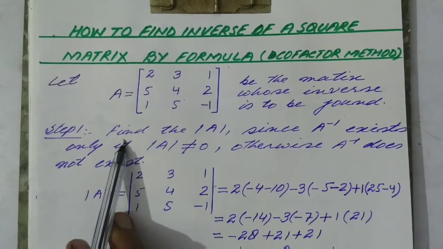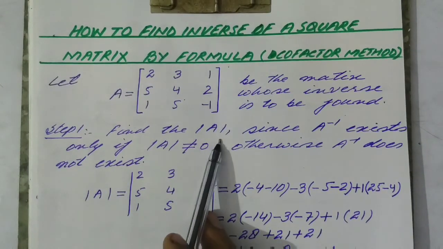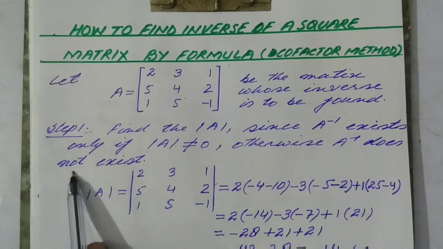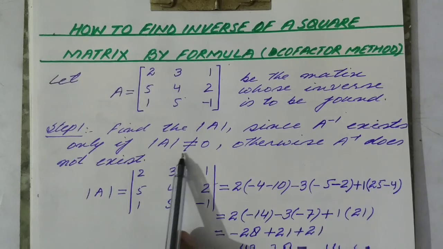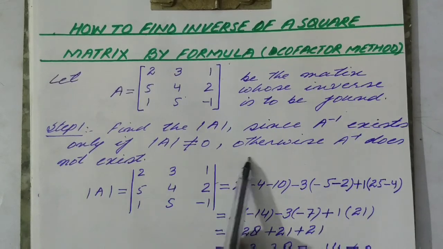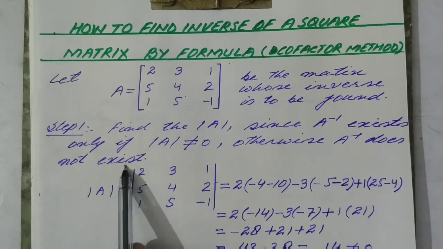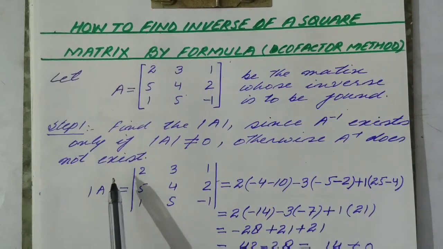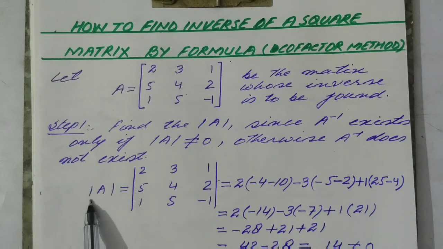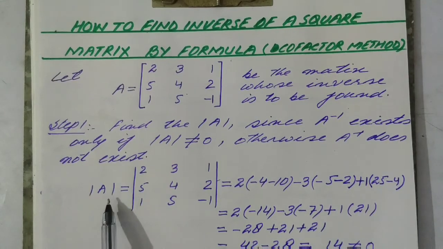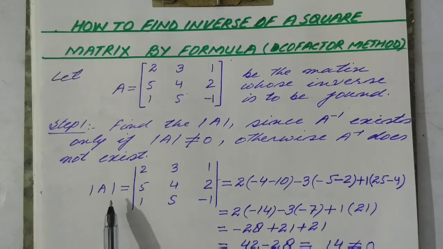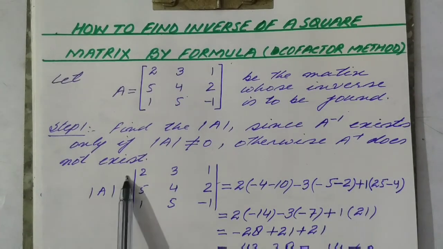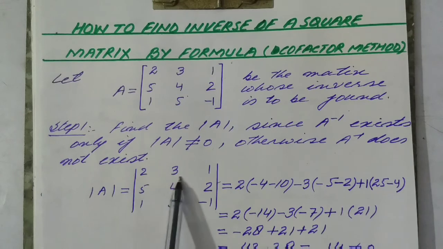Step 1: find the determinant of matrix A, since A inverse exists only if the determinant of A is not equal to 0, otherwise A inverse does not exist. So let's find the determinant of A. Here I am not going to explain how to find the determinant of a 3 by 3 matrix because I have created a dedicated video for the topic. If you don't know how to find the determinant of a square matrix, you may watch that video.